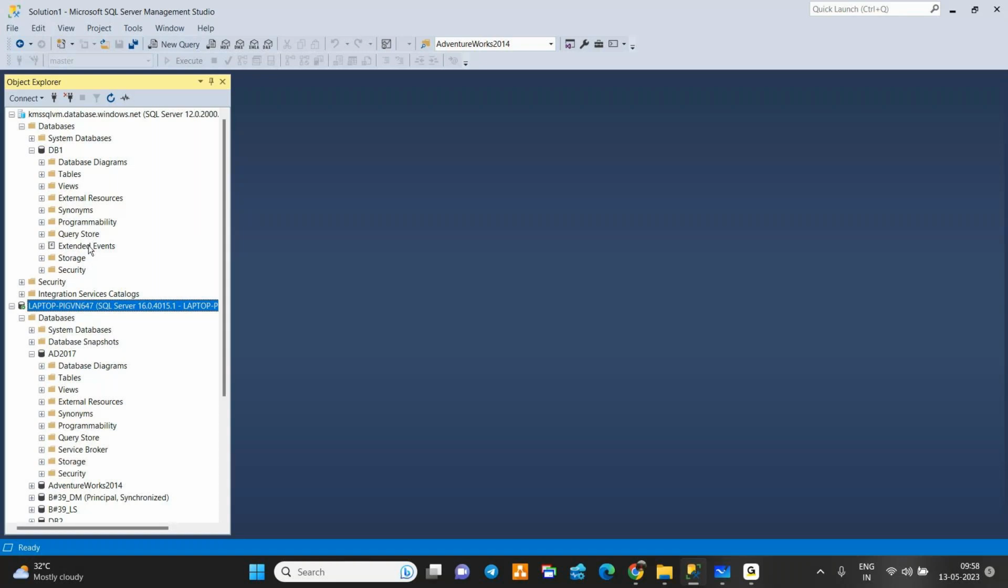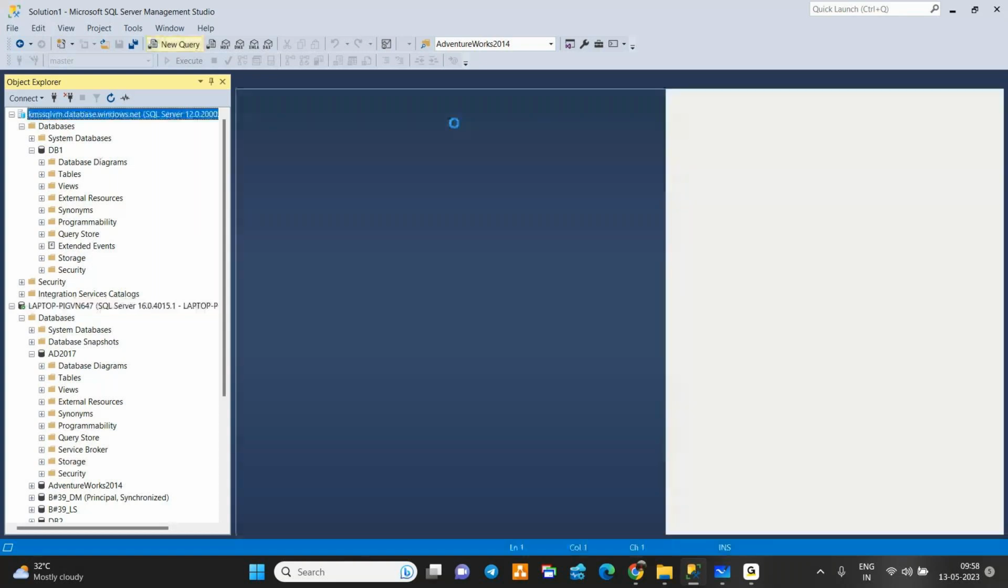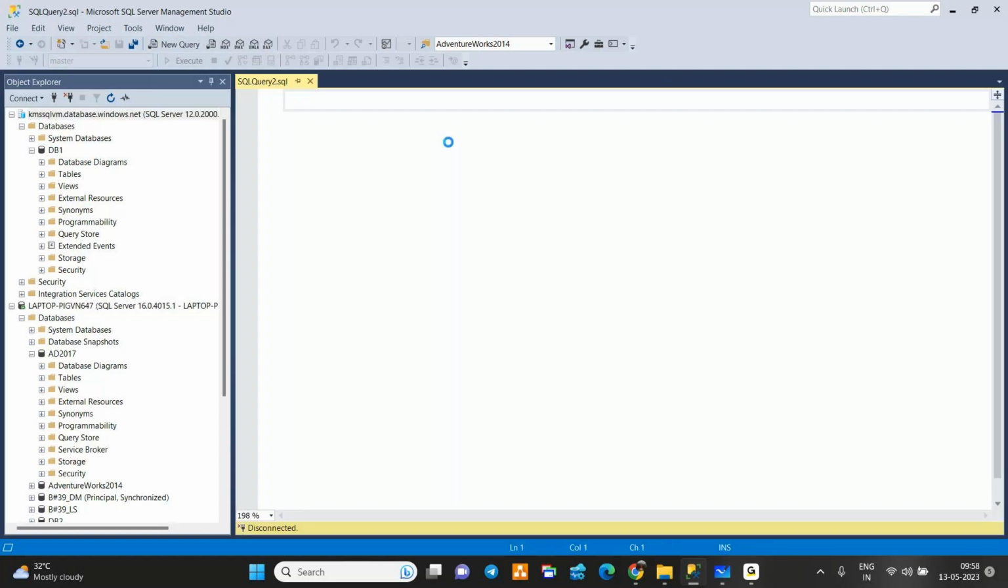We'll see one by one. Okay, step by step. So from the portal you can create the database. From the command prompt also you can create the database. But when you create from the command prompt, by default it will go to the standard DTU purchasing model. Create database, database name DB2.